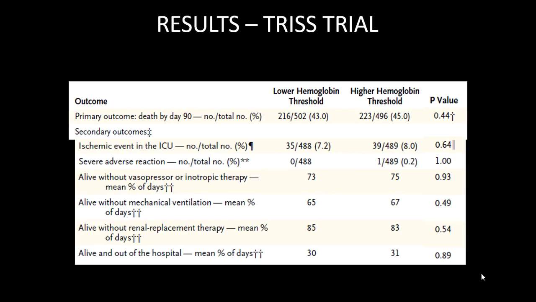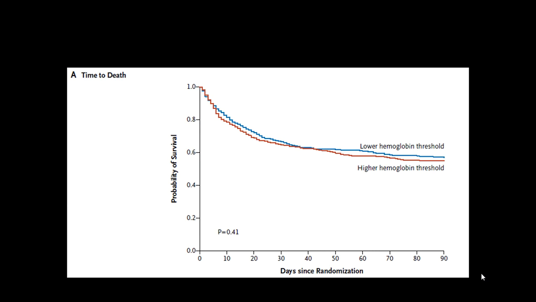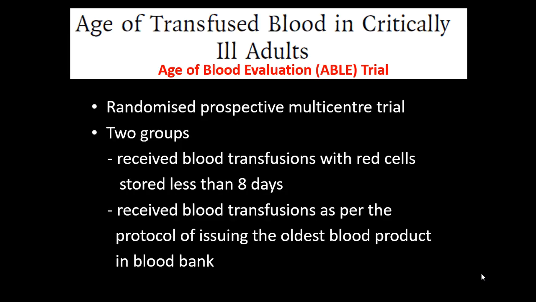The TRISS trial, similar findings, that a higher threshold did not yield a better advantage. It did not result in reduction in the mortality or any reduction in other organ support, whether that was vasopressor, ventilation, renal replacement. So a lower threshold was equally good as compared to the higher threshold, and they were statistically non-significant, no difference in mortality. Then this was about the threshold.